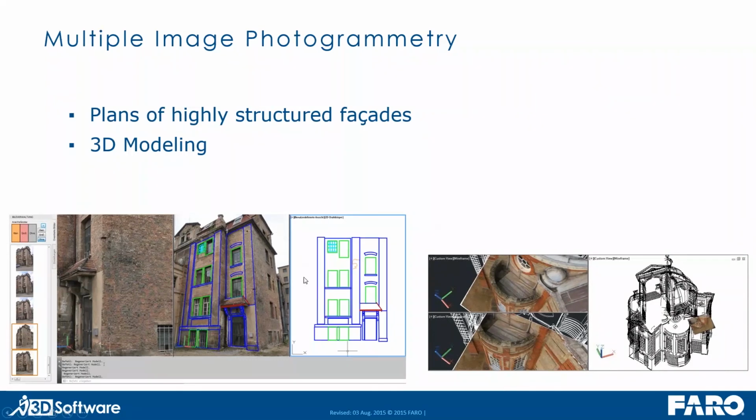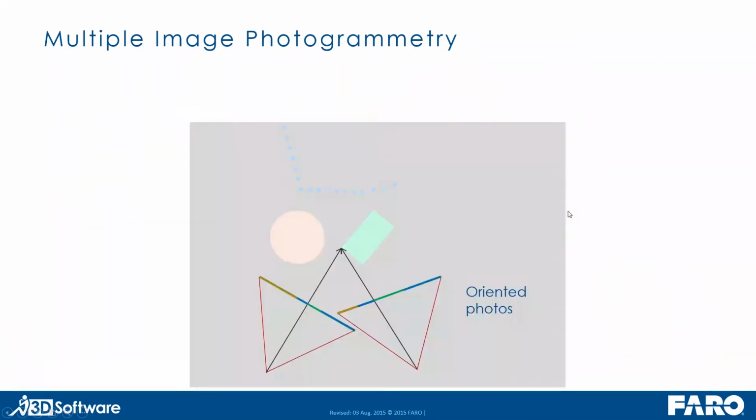One example for such a facade plan you can see on the lower left. 3D modeling example you can see on the right hand side. And how is it done? Here's a sketch on the principle. You need at least 2 images, oriented images, which do overlap, which show the same area of the object. And the symbol is here.